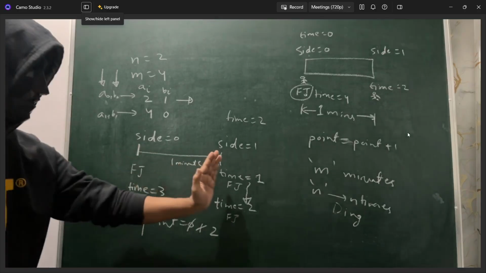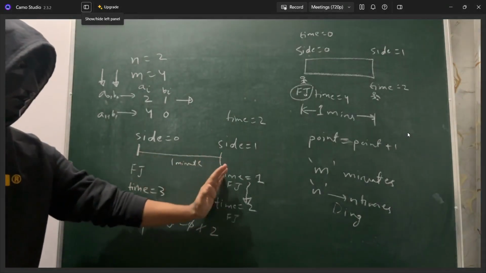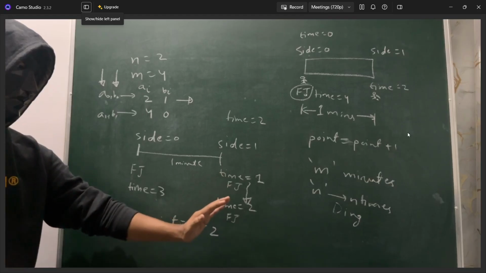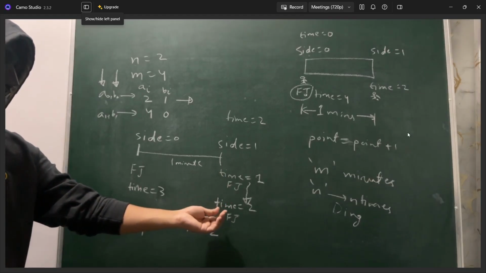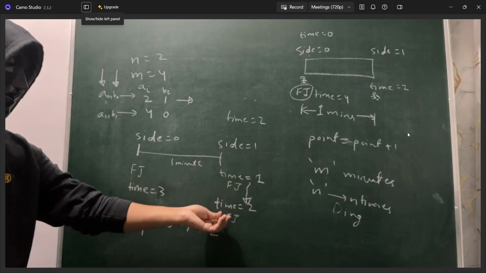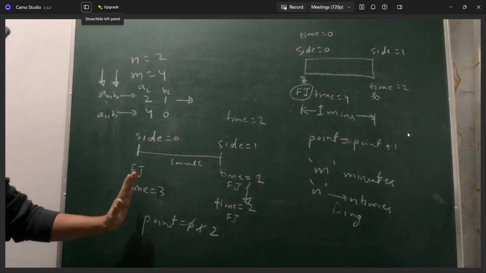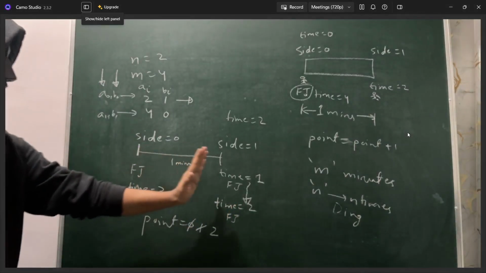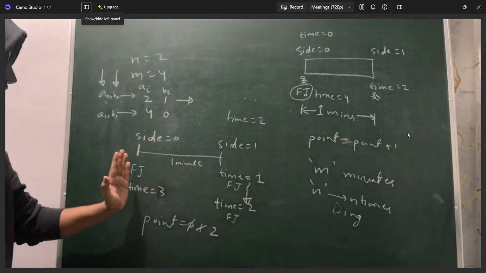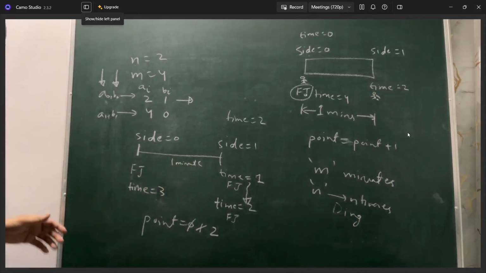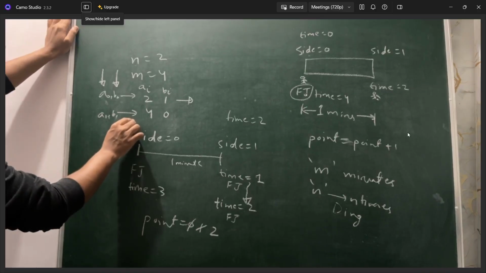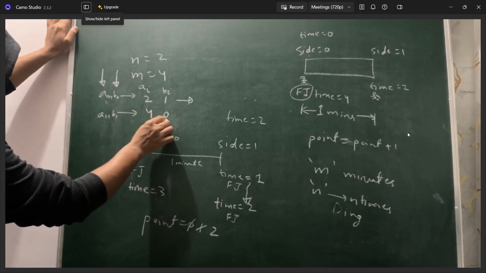Since he has moved only 2 times, from 0 to time 1 he has moved, and from time 1 to 2 he has stayed, because at time 2 he should be at side 1. And from time 2 to 3 he was moving. Since he has moved only one trip, which means 2 times he has moved, he has given 2 points. Now one more requirement is that when time is 4 he should be at side 4 only.